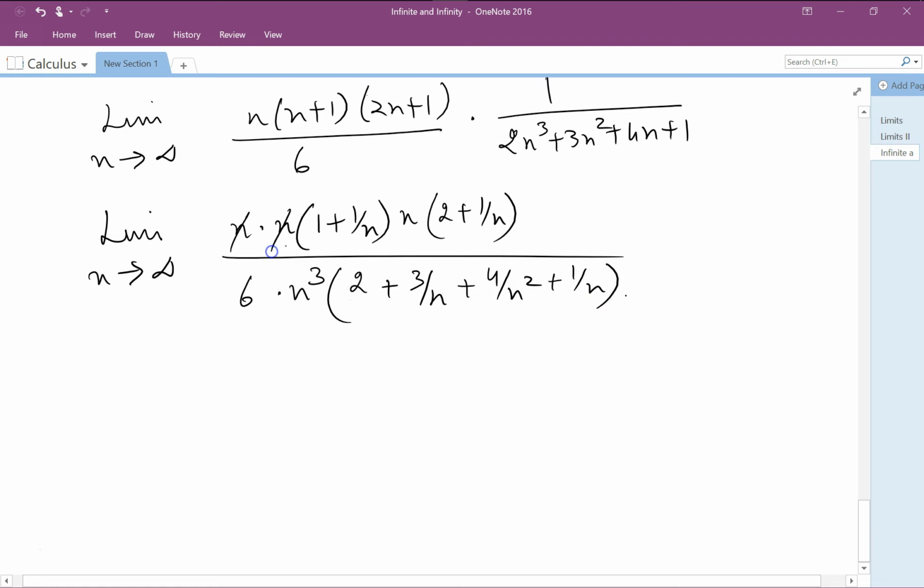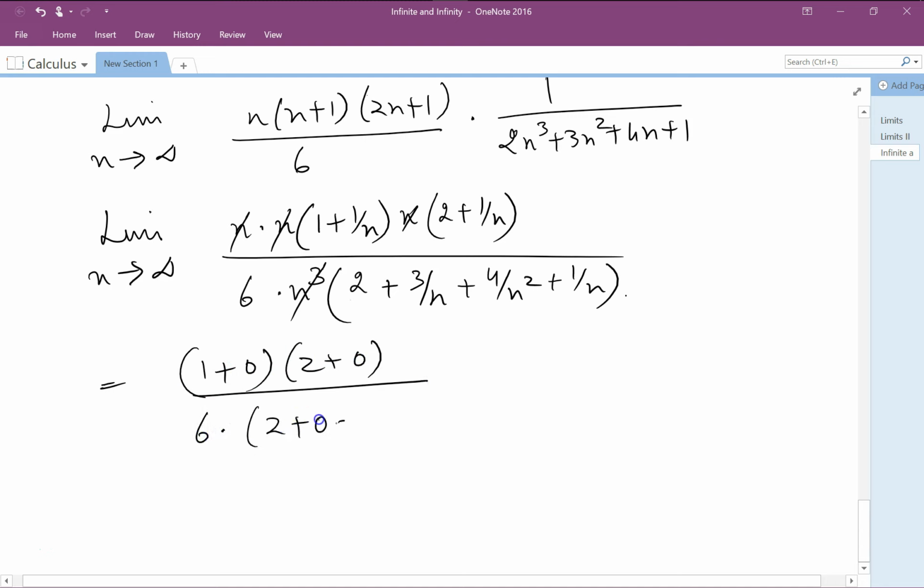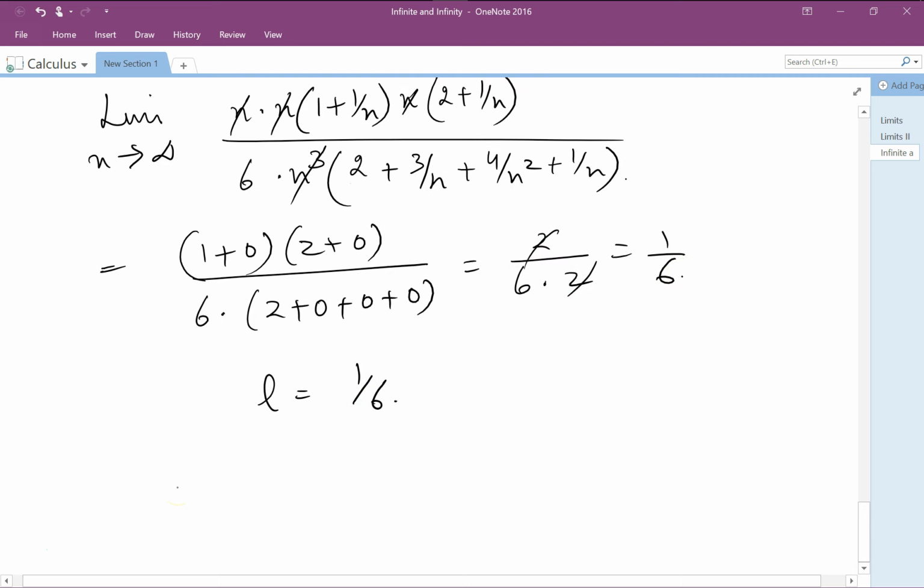Now what happens? n cube and this gets cancelled. So now we can directly do the substitution. So (1 plus 0)(2 plus 0) divided by 6 times (2 plus 0 plus 0 plus 0), which is 2 by 6 times 2, which is 1 by 6. So limit is 1 by 6. I think you got the idea. Enough for today. Bye for now.